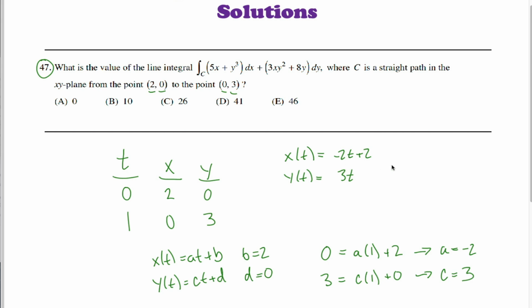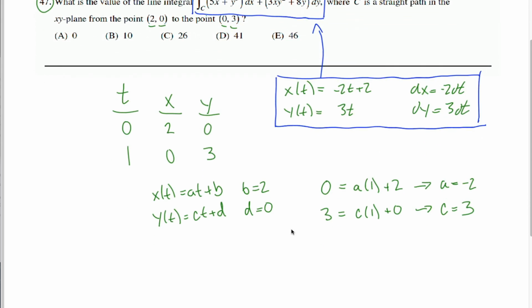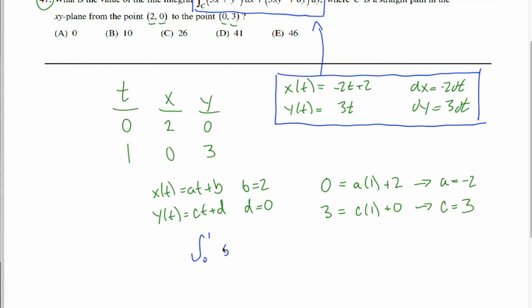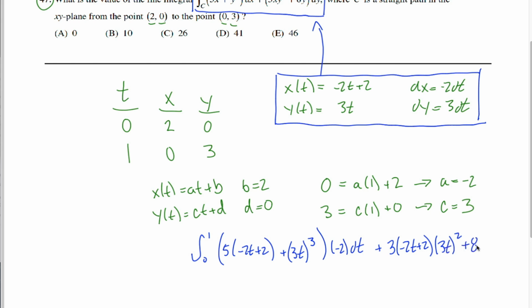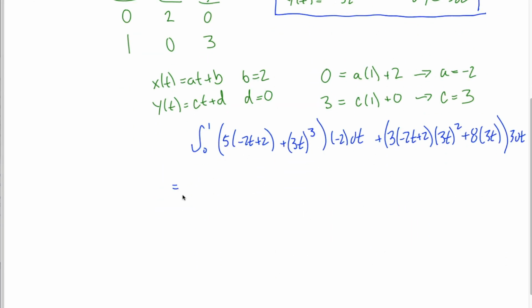With these choices of parameterization, we can rewrite this integral. Note that if x is negative 2t plus 2, then dx is equal to negative 2 dt, and similarly dy is equal to 3 dt. We'll take these four pieces of information right here and substitute them into this integral. What that gives us is the integral from 0 to 1 of 5 times (negative 2t plus 2) plus 3t cubed. All of that stuff needs to get multiplied by dx, which is negative 2 dt. To that we need to add 3xy squared, so 3 times (negative 2t plus 2) times (3t) squared, plus 8y, so 8 times 3t, all multiplied by dy, which is 3 dt.